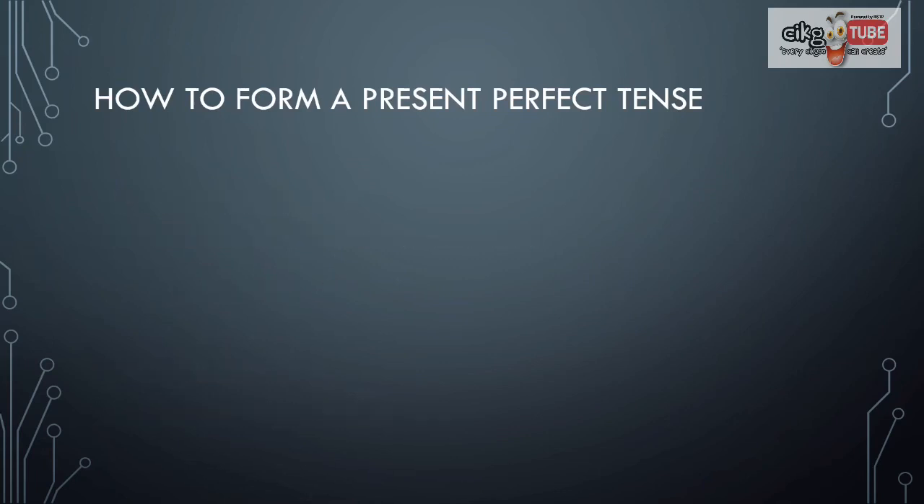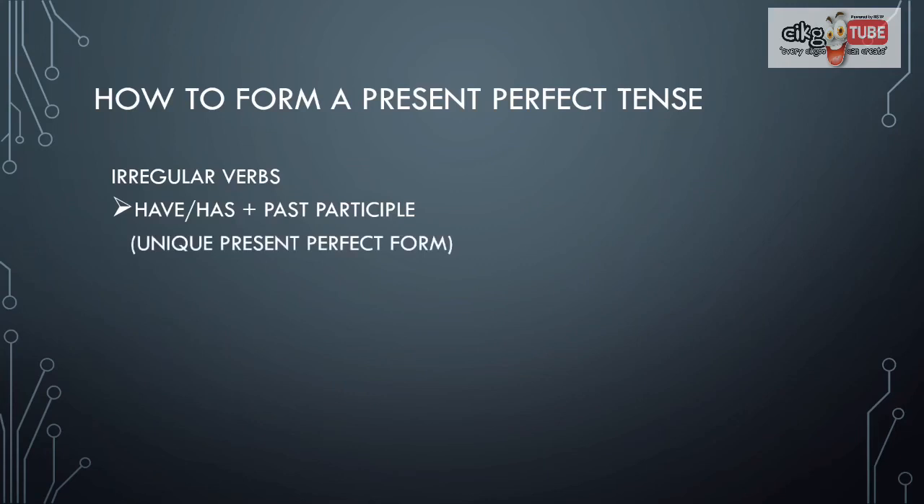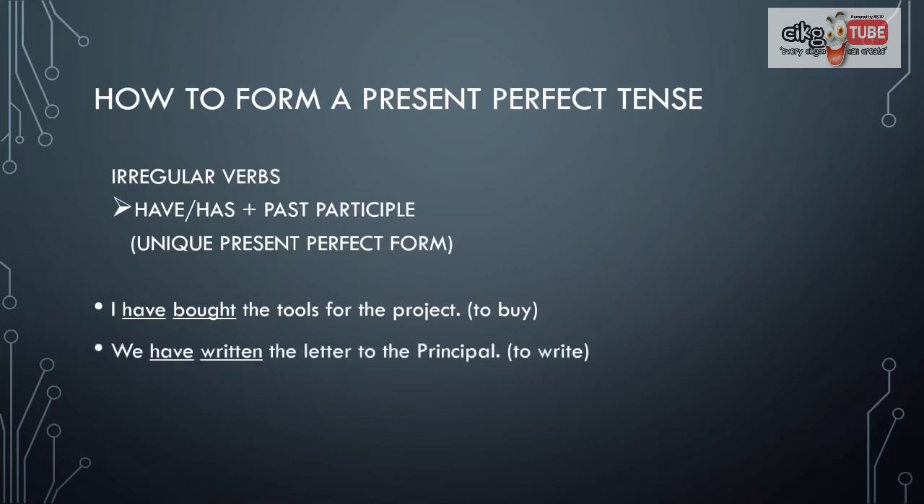Now, the irregular verbs. For the irregular verbs, we also use the auxiliary verb to have and the past participle. But for the irregular verb, the past participle has a unique present perfect form. Like these. I have bought the tools for the project. The infinitive form of the verb is to buy. We have written the letter to the principal. The infinitive form of the verb is to write. He has chosen a nice tie to match. The infinitive form of the verb is to choose.